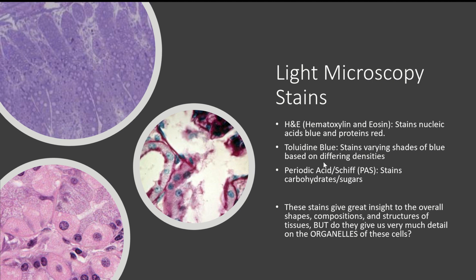So that's light microscopy. These stains give you a lot of insight into the structure, the overall way that these cells fit together and create a tissue, right? But what I would ask you guys is, do they give you a lot of cellular detail within a cell? You can see all this pink fuzziness, you can see these purple nuclei, but does that tell you a lot about what is actually going on inside the cell as far as the organelles go? Does that give you a lot of cellular detail?